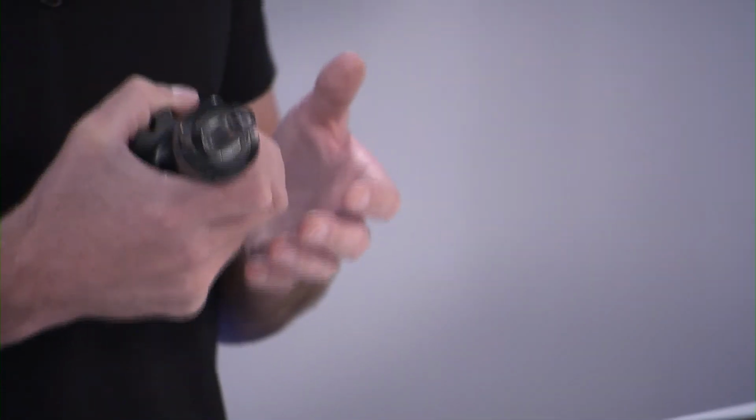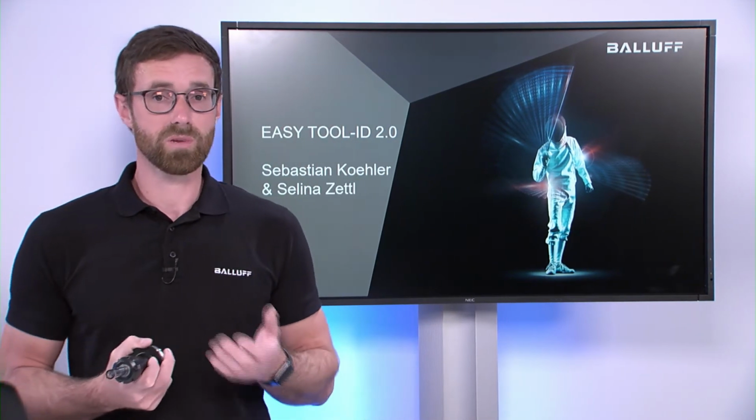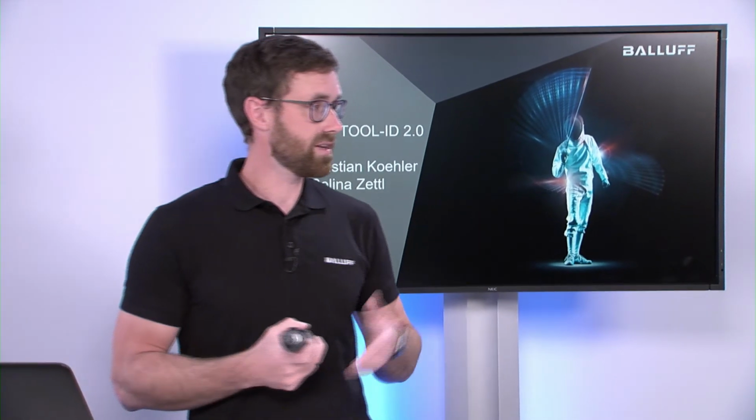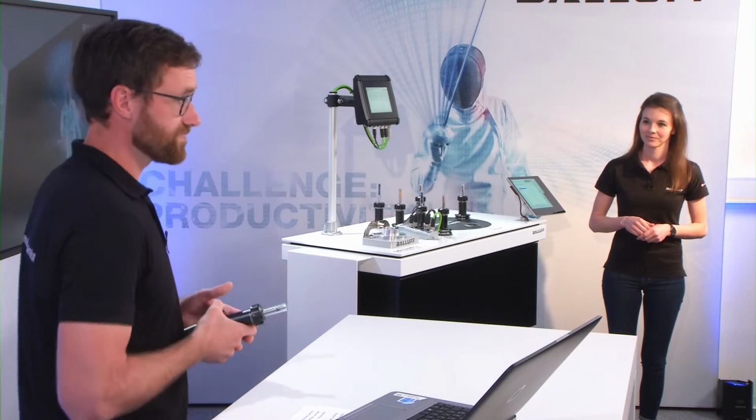With manual data handling, you can't really track the tool live. So you won't be aware of the tool wear, and therefore you will never really be able to do serious tool management. Usually a digital solution is much better, but to integrate such a solution into a machine tool, to retrofit it, is usually very costly and takes a lot of effort. That's why we decided to create Easy Tool ID, and Selina will now give you a little tour.